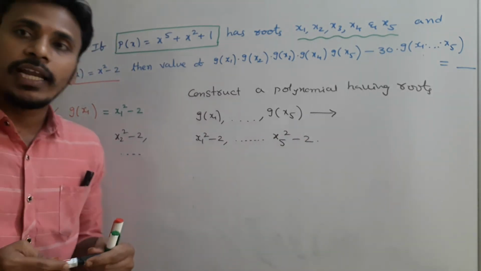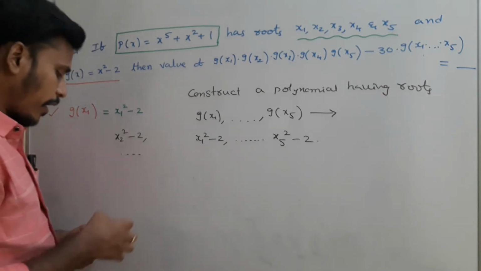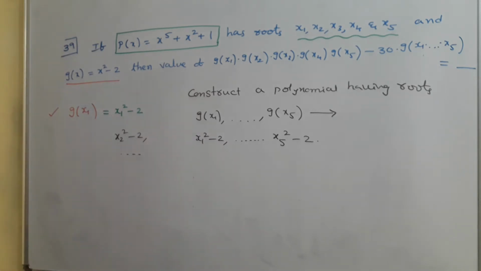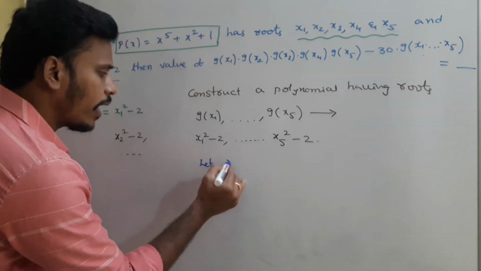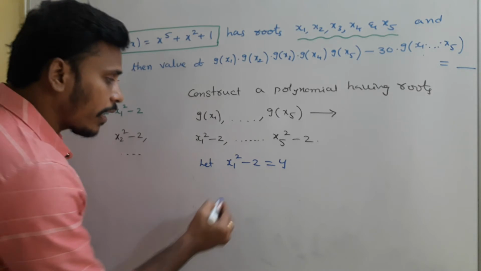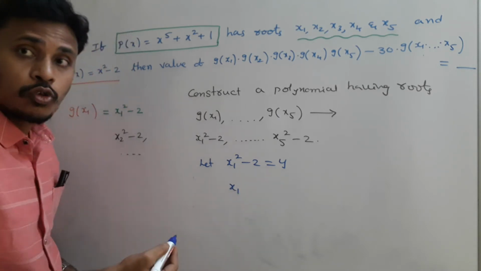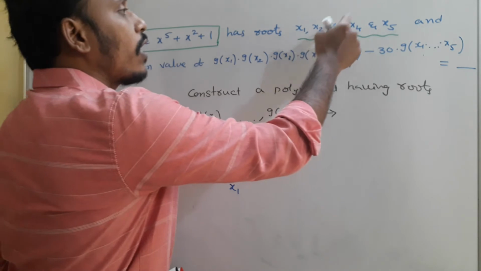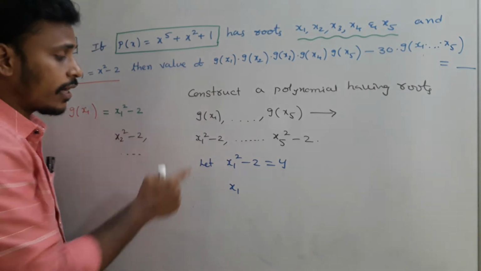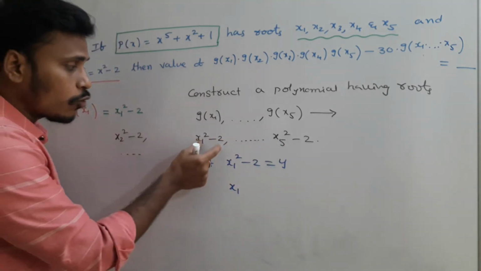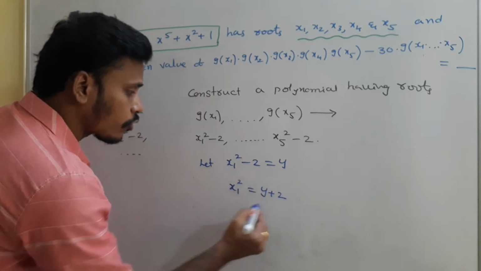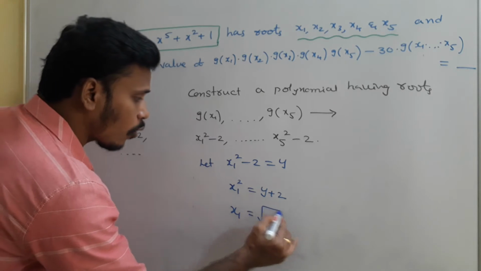And we know the way of finding the equation. Let x1 square minus 2 be equal to y. Since x1 square minus 2 is y, this is a transformation of roots. For the given polynomial, these 5 are the roots, and now I am going to find a polynomial whose roots are these 5. For that, let x1 square minus 2 be y. So x1 square is equal to y plus 2 and x1 is equal to square root of y plus 2.